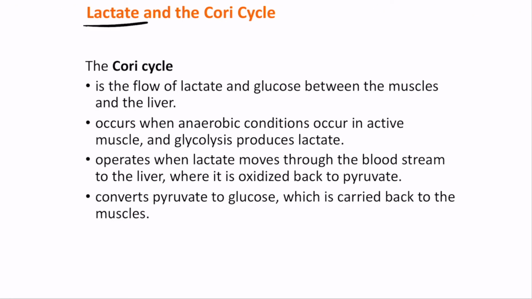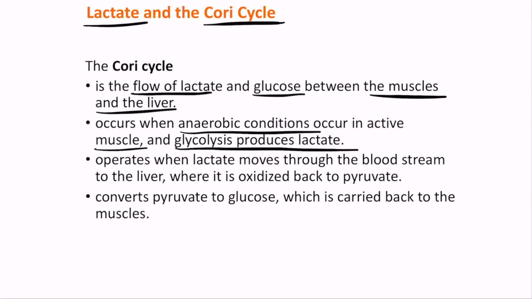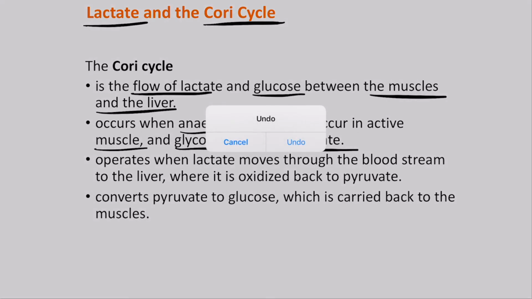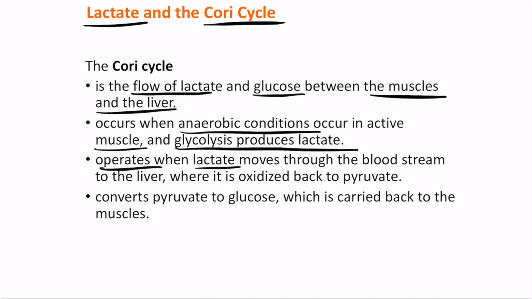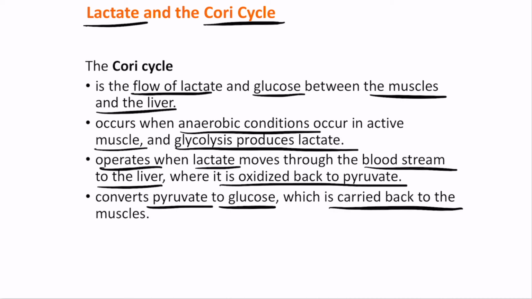So next let's talk about lactate and the Cori cycle. The Cori cycle is basically the flow of lactate and glucose between the muscles and the liver. It occurs when you have anaerobic conditions in the active muscle, and glycolysis produces lactate. The lactate moves through the bloodstream to the liver, where it is oxidized back to pyruvate, which is then converted back to glucose and carried back to the muscle. Remember that lactate cannot be broken down to glucose directly by the muscle under anaerobic conditions. So that's the reason why you need the liver as the glucose synthesizer for the cycle.